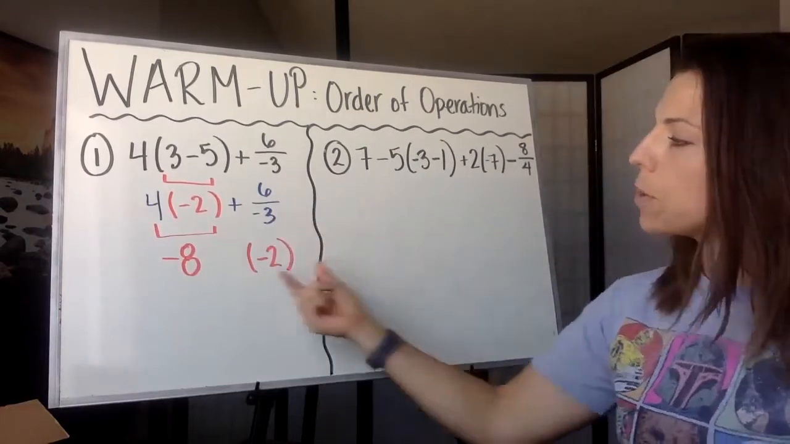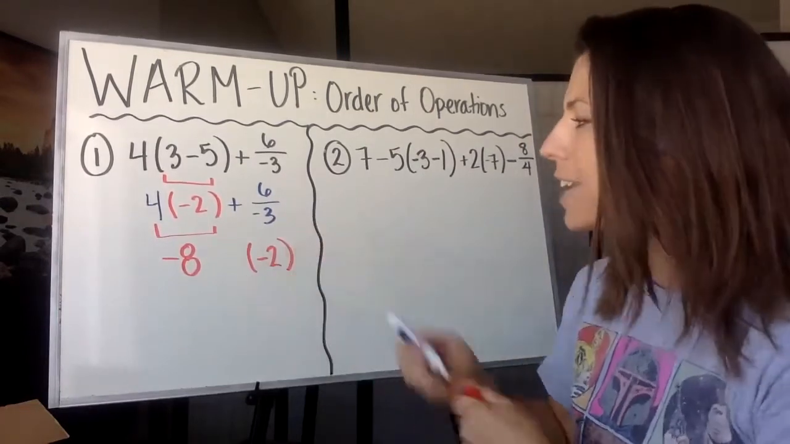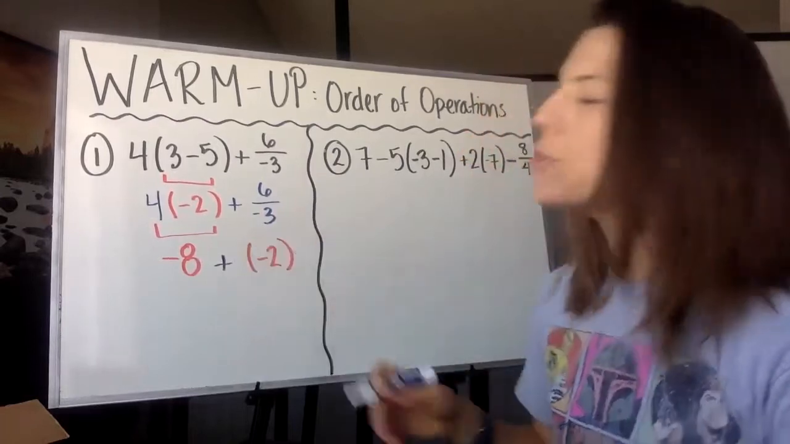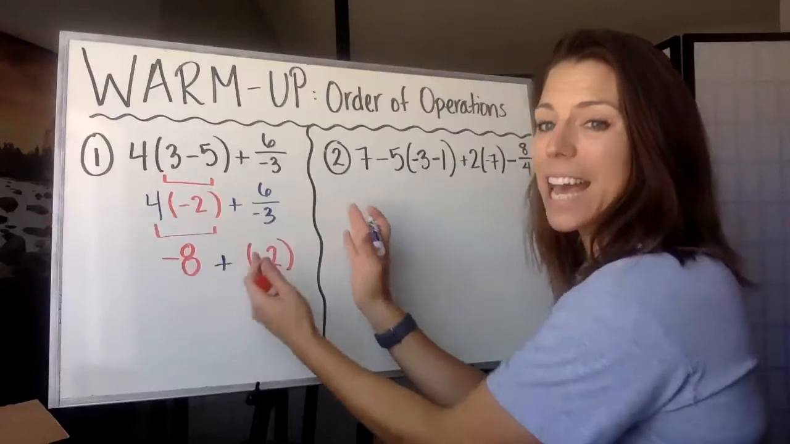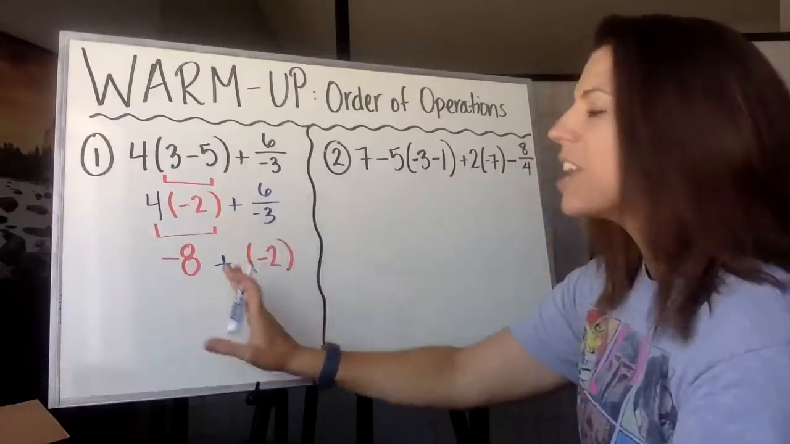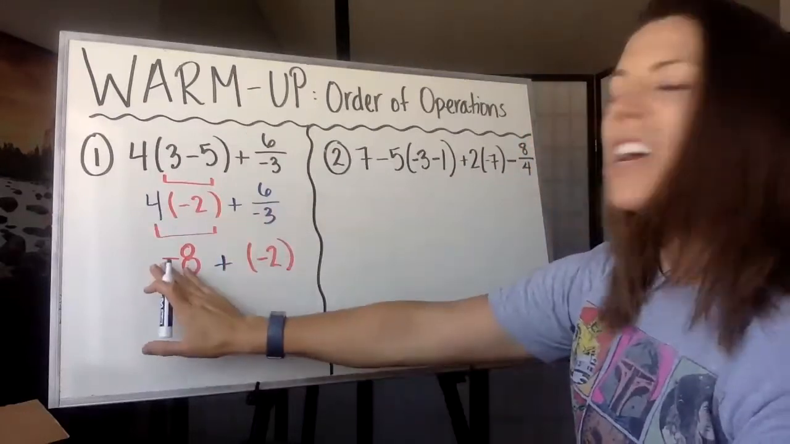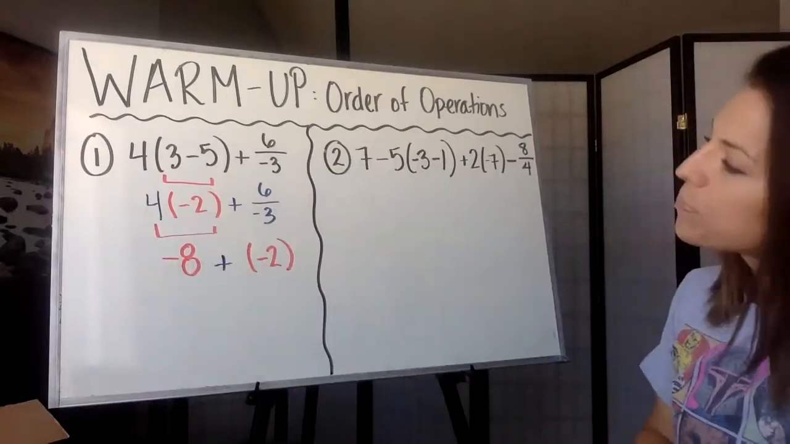Now notice that I do put the negative inside of parentheses. If you don't do that, you may confuse it for a subtraction sign. So whenever you have a negative inside of the expression, you might want to put parentheses around it. Not so much a problem here with negative 8.